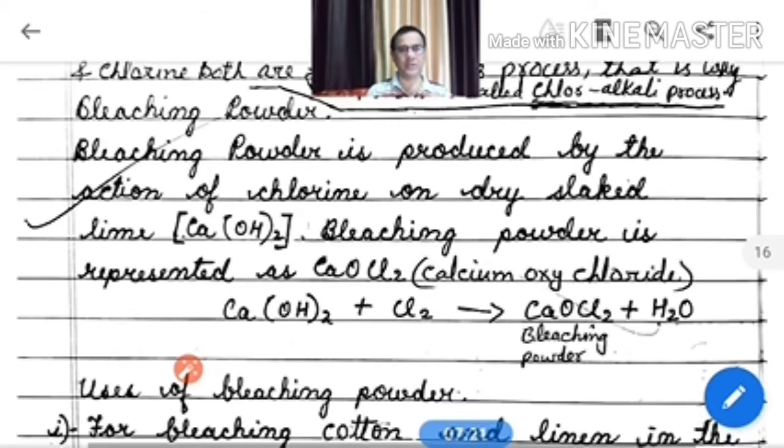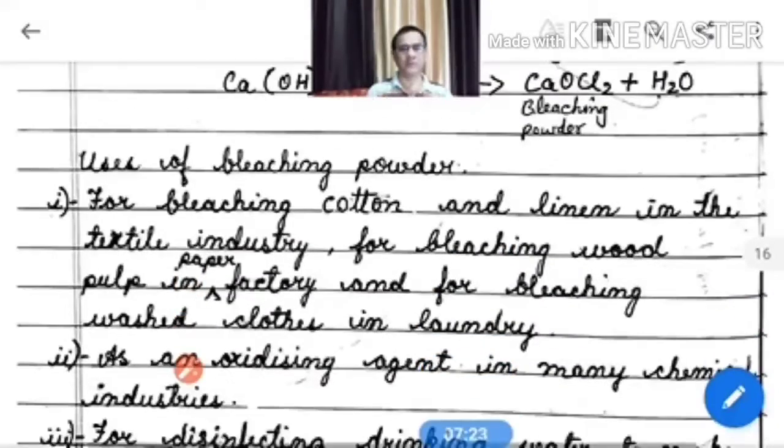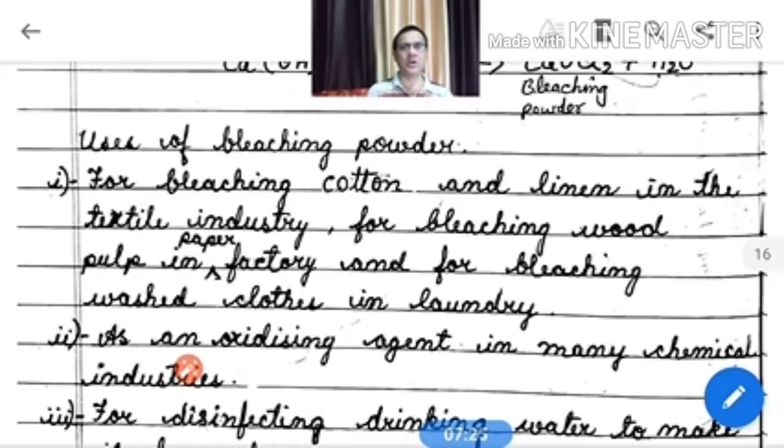And what are the uses of bleaching powder? First use, for bleaching cotton. Bleaching means to make the color of the substances fade. जब भी कभी हम लोग word use करते हैं bleaching, तो it means making the color of the substances fade.